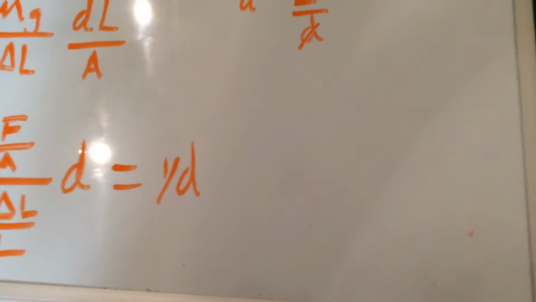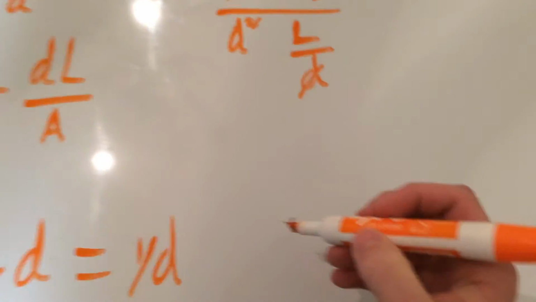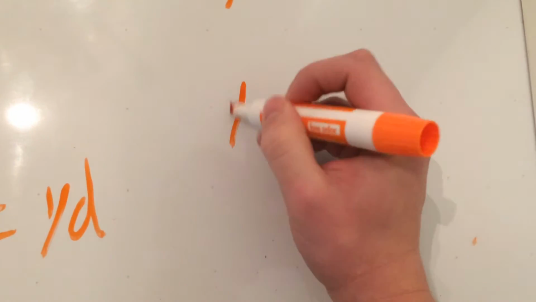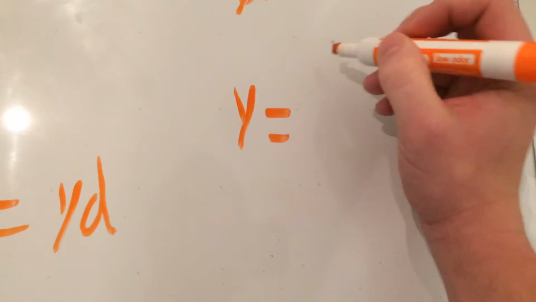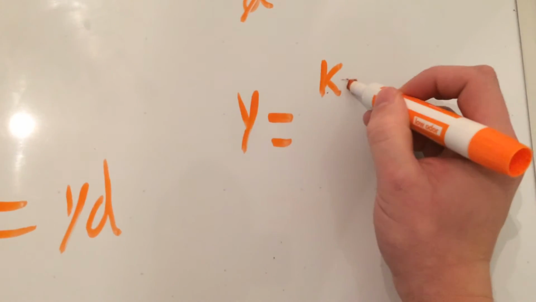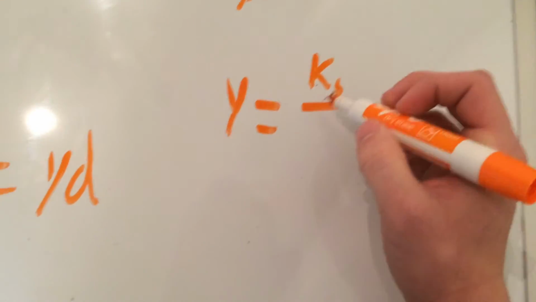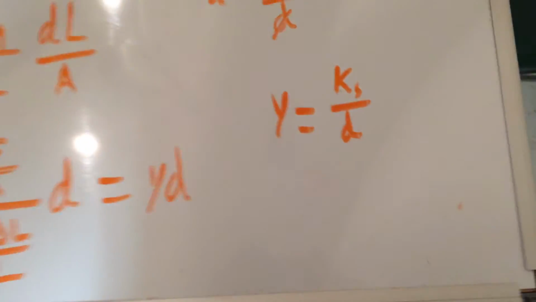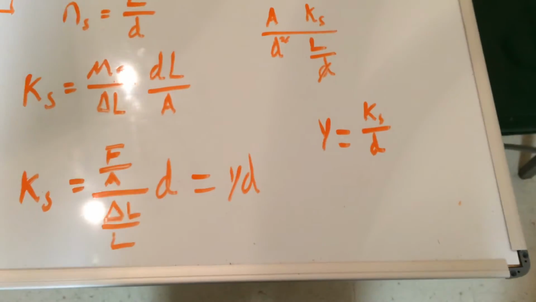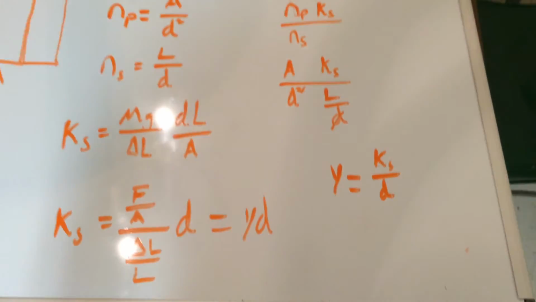And then this can also be rewritten to solve for Young's modulus as so. Which would be Young's modulus would be equal to the spring constant over the density. And that is how you derive the inner atomic spring constant.